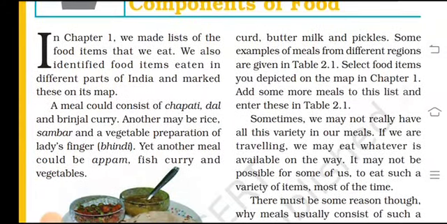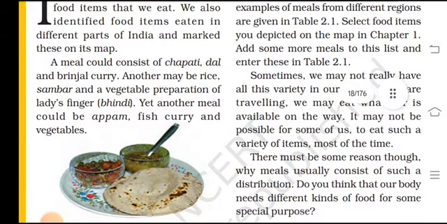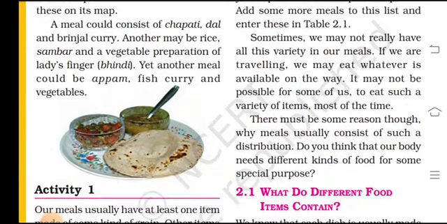In chapter 1 we made a list of the food items that we eat, and we also identified food items eaten in different parts of India and marked them on its map. A meal could consist of chapati, dal and brinjal curry, and another may be rice and sambar and other vegetables, preparation of lady fingers or bhindi, and another meal could be appam and fish curries and vegetables.